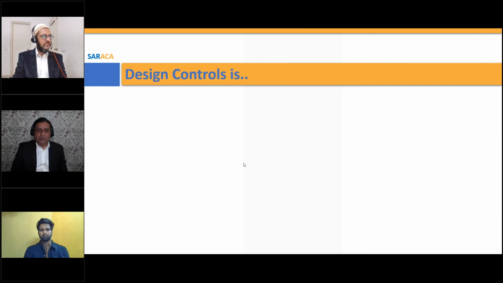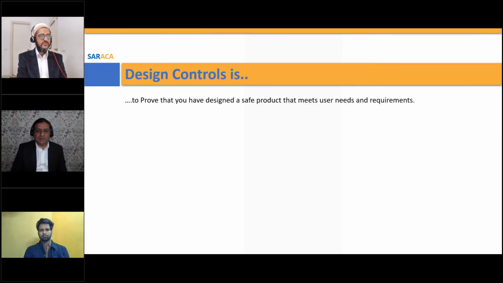So let's see the design controls in terms of what FDA and ISO 13485 have to say. So what is design control? It is just to prove that what you have designed is a safe product and it meets your user requirements. So basically, in a simpler form, that is design control. The process which we spoke about in earlier slides is a part of design control. How you work throughout your design is a part of design control.